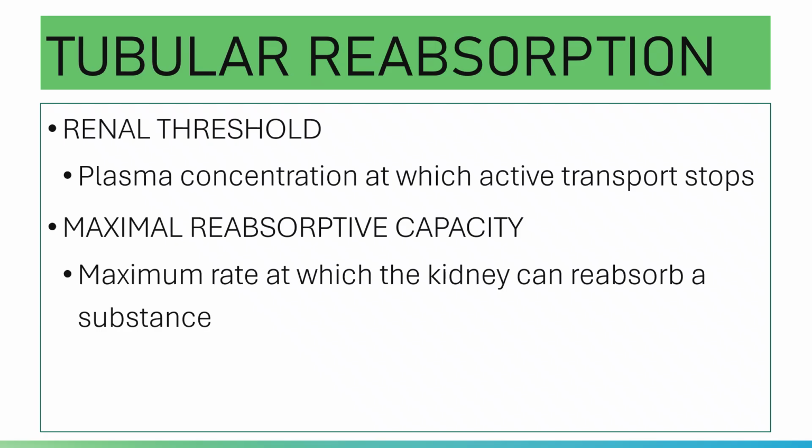Take a look at a classic example. The renal threshold of glucose is 180 milligrams per dL. Above this, the glucose will appear in the urine. And yes, the excess, if let's say there is 190 or let's say 200 glucose levels, the remaining 20 will not be reabsorbed. It will appear in the urine.